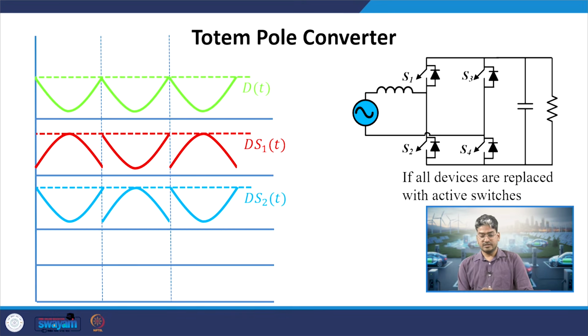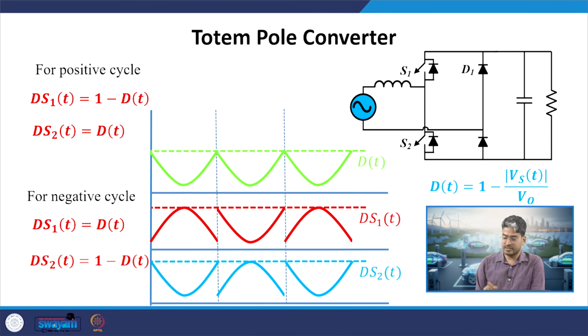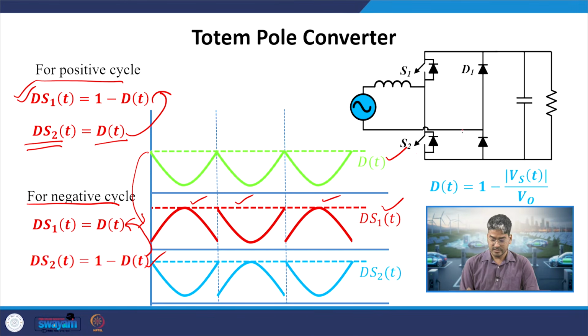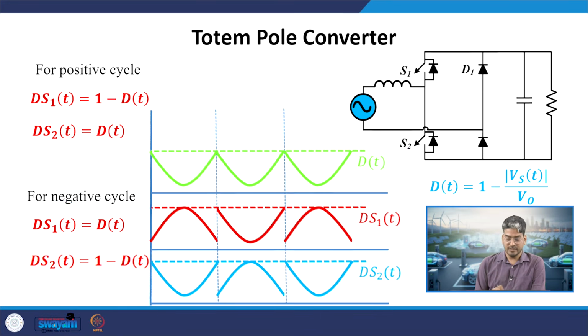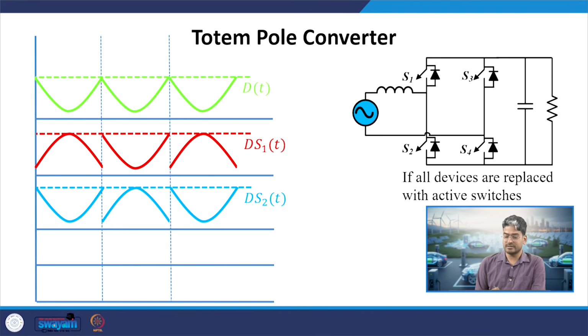Now, there is another variant of totem pole where we use all active switches. If you see the difference between the circuit which we have seen in this slide and the next slide, here we had 2 diodes and 2 switching devices S1 and S2, may it be IGBT or MOSFET, whereas in this case we have replaced the 2 diodes by 2 switching components, or 2 IGBTs or MOSFETs. So, why has this replacement been done?